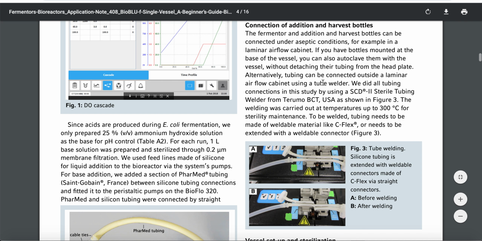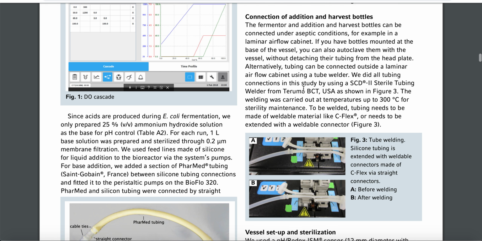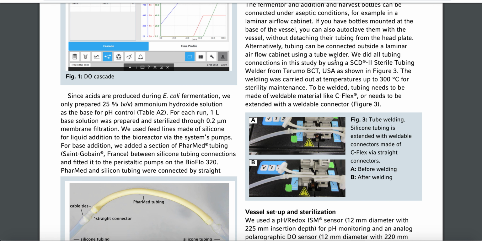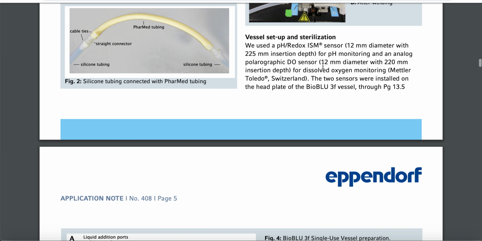If you have bottles mounted at the base of the vessel, you can also autoclave them with the vessel without detaching their tubing from the head plate. Alternatively, tubing can be connected outside a laminar airflow cabinet using a tube welder.